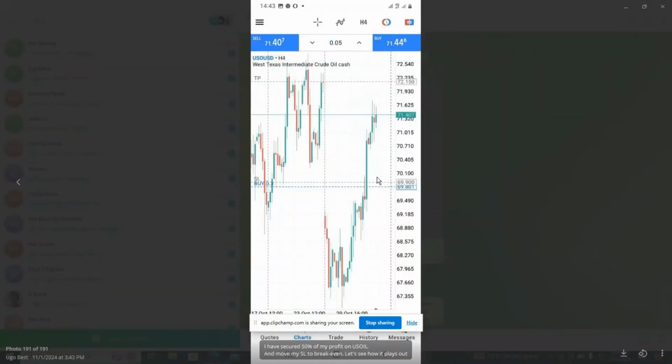You can see this one. This was the one we took on Friday. This is US oil. This one made over 140 pips. We bought at 69,800 and it went over to 71,400. We made a lot of money last week.